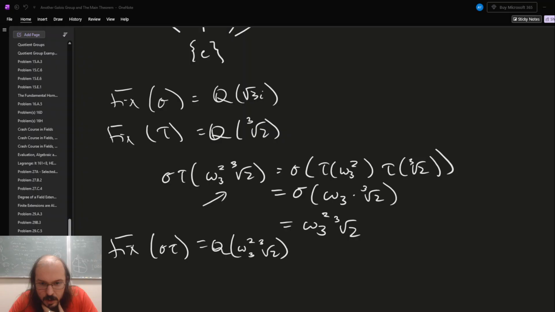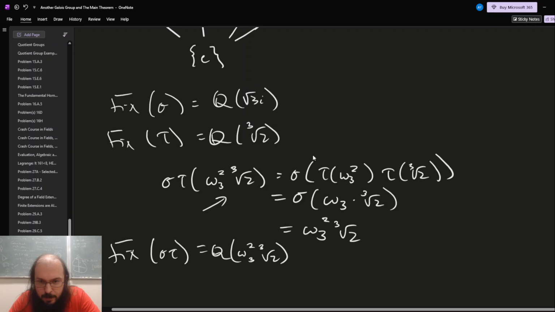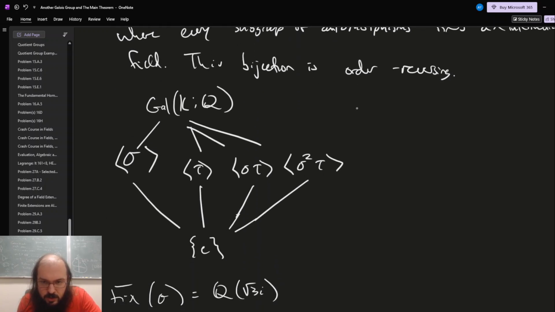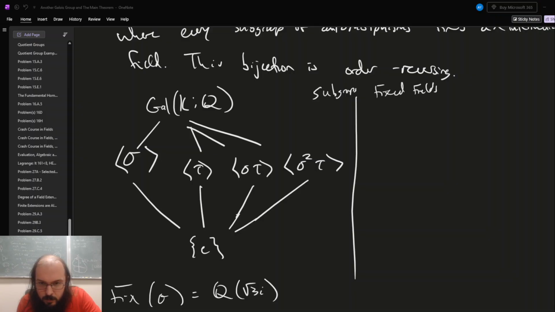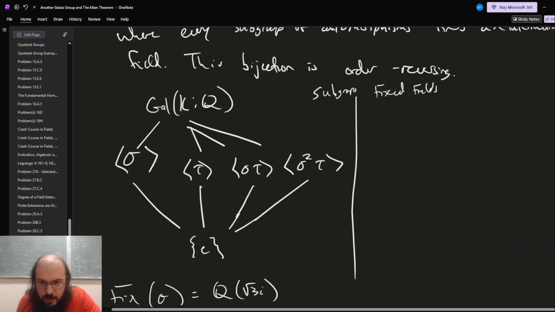So in any case, now we are able to assemble the fixed fields. And let's try to compare them a little bit, right? Let's see if we can put these side by side. So here we have the subgroup structure. Now let's look at the fixed fields. Well, on one extreme we have the whole field, right? This is just the original K. The only thing fixing this is the identity function. So maybe I should put this at the bottom, right? The trivial subgroup with the identity function fixes the whole K.